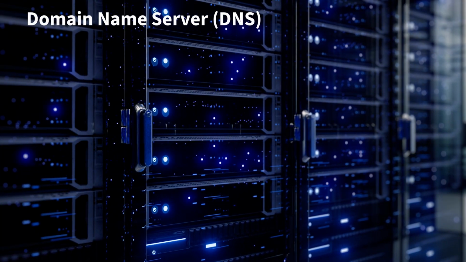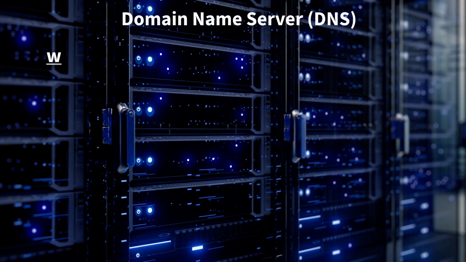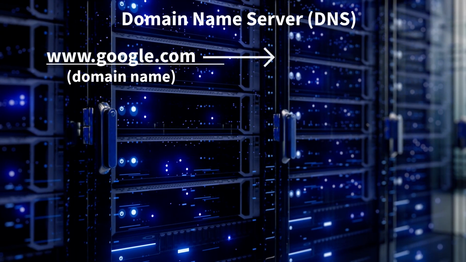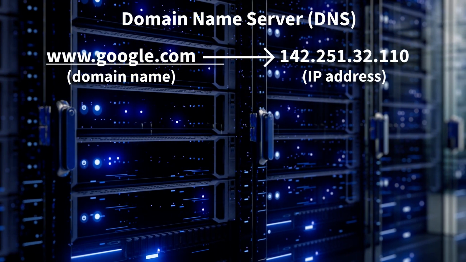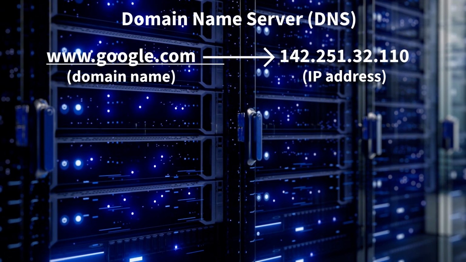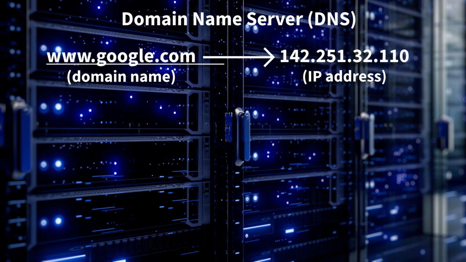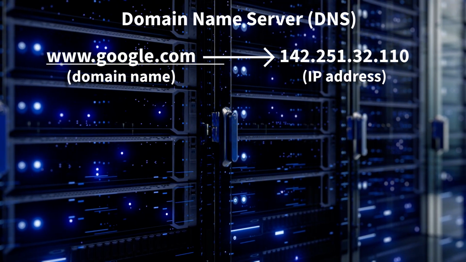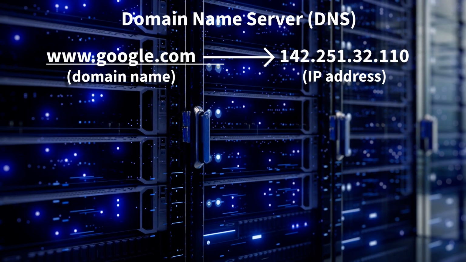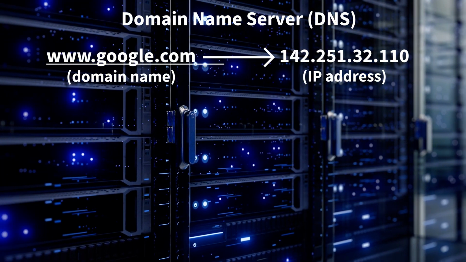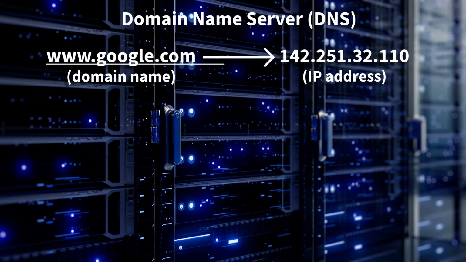DNS, Domain Name System, changes website names like google.com into IP addresses such as 142.251.32.110, so the internet can find the correct server. When you type a website name like www.google.com, the internet does not understand the name, so DNS converts it into a number called an IP address.